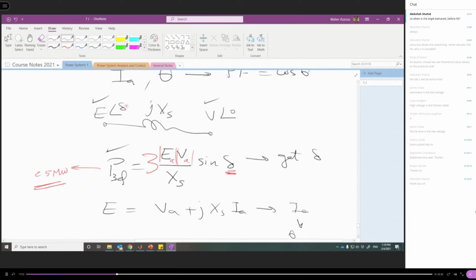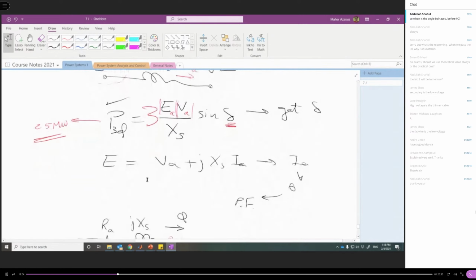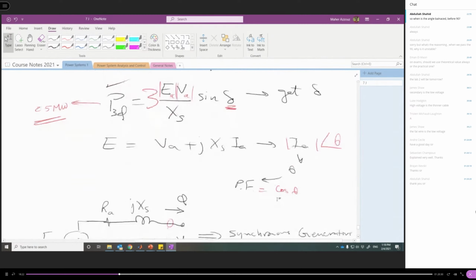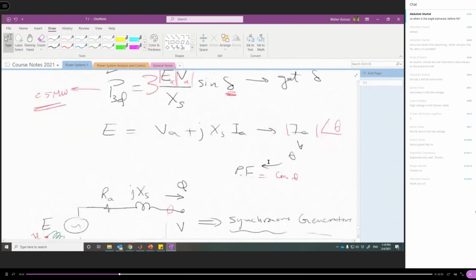Once you get delta, you have the voltage E in phasor form, with magnitude and angle. Now you can apply Kirchhoff's voltage law and get IA. E is equal to VA plus jXS IA. The IA you get is complex, so it has a magnitude and angle. The angle is theta, the power factor angle. So if you know theta, you can get the power factor, which is cosine theta. Okay, this is part B.